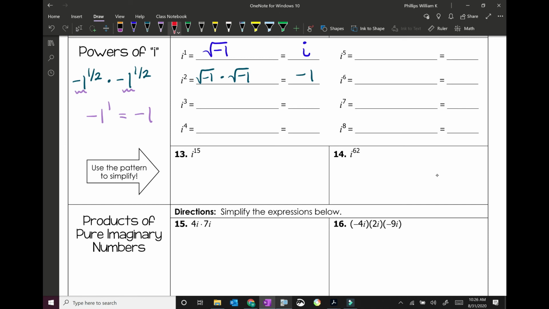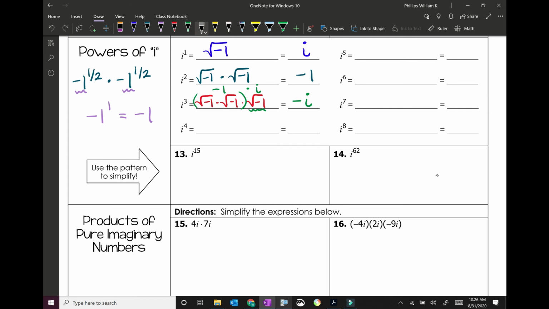Let's try i to the 3rd. So we have the square root of negative 1, square root of negative 1, square root of negative 1. Now we can go through and simplify here. We already know what this is. We just worked it out in the previous problem. This is negative 1. We also know what the square root of negative 1 is. We've already worked that out. So here we have negative 1 times i. So this solution is negative i.